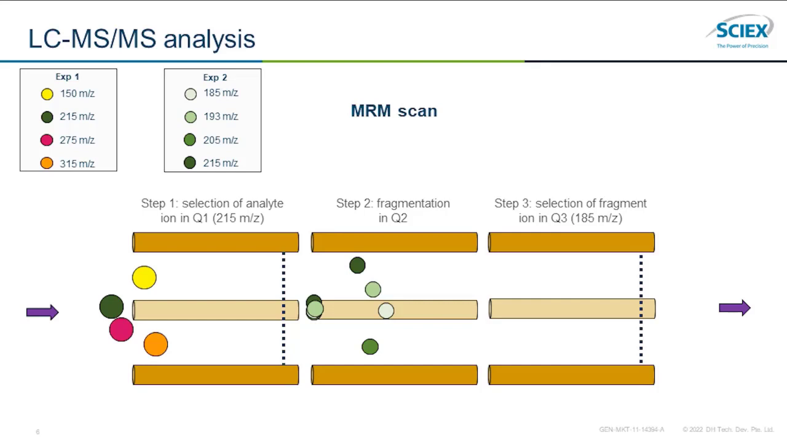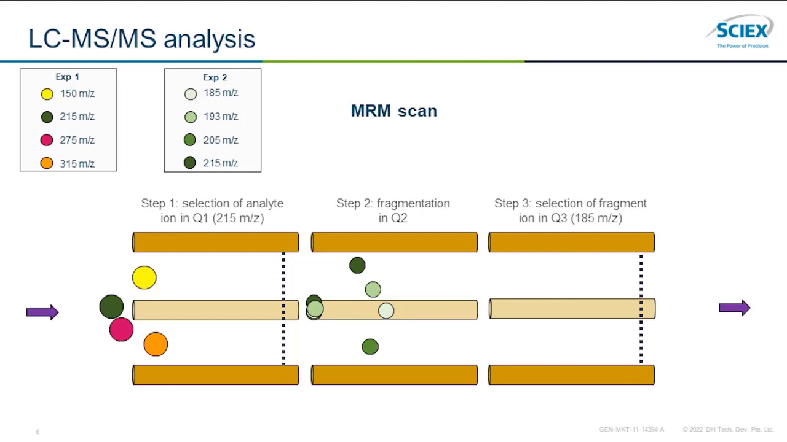And in this case, we're going to look at that 185. So for the Q3, we're going to filter out those remaining ions just like we did before. And we have our one single transition, which would be from our 215 to our 185. You'll see why this is important later, but essentially we're being highly selective.